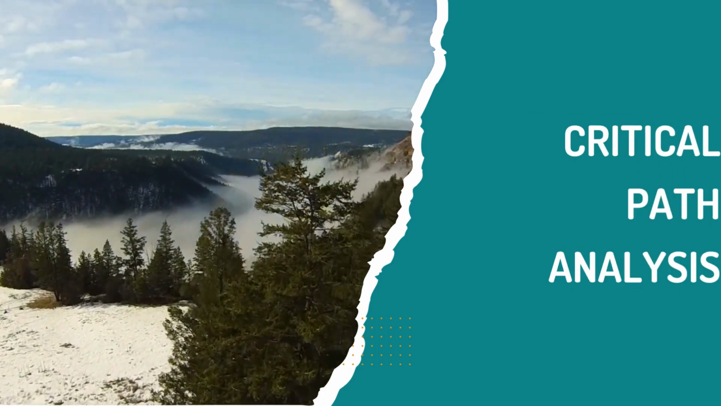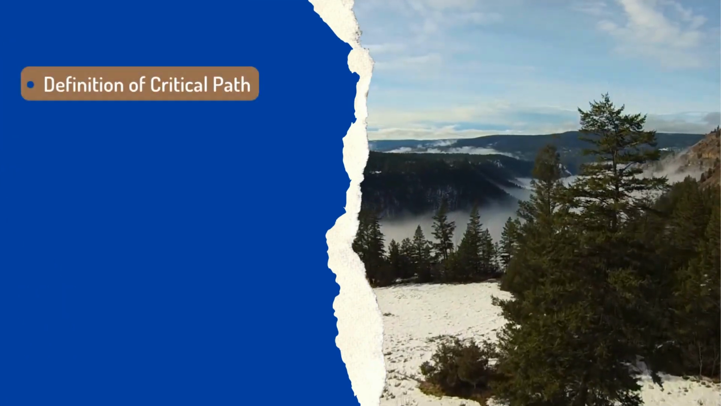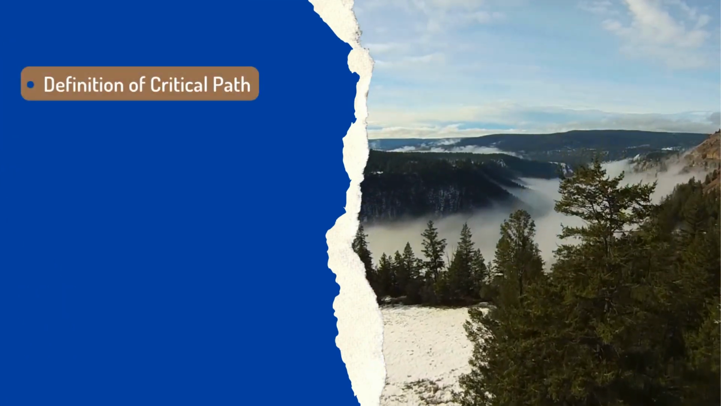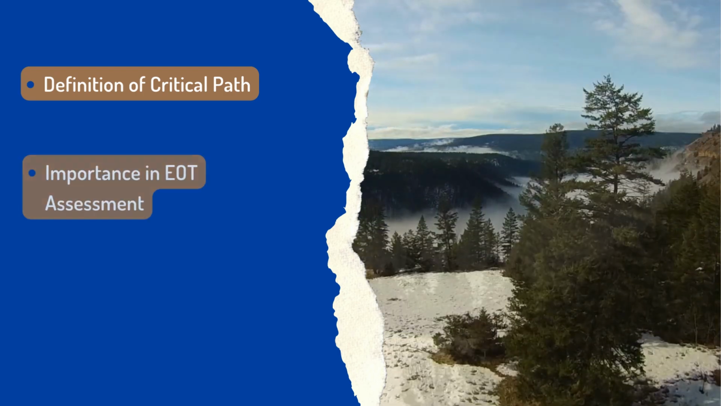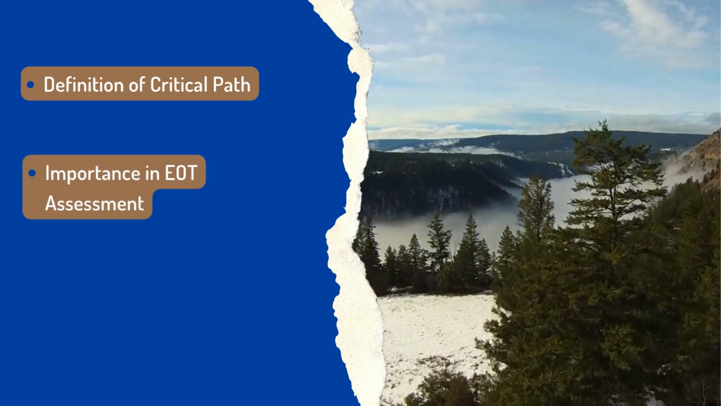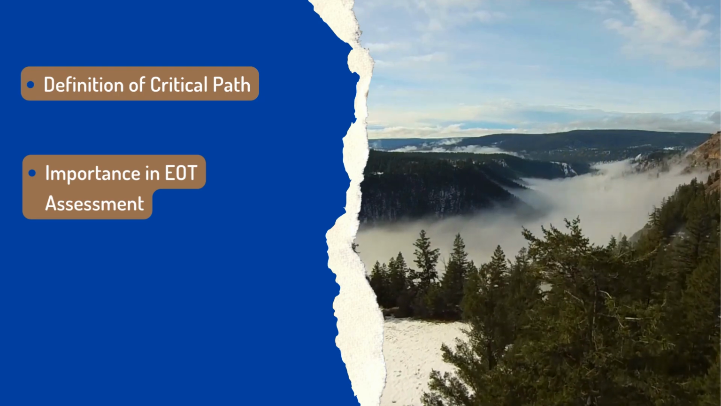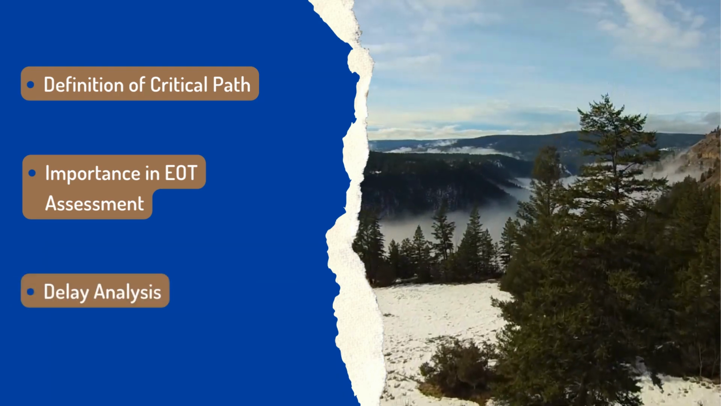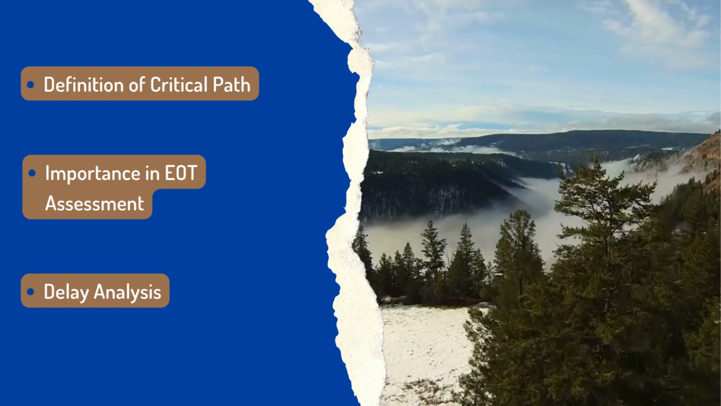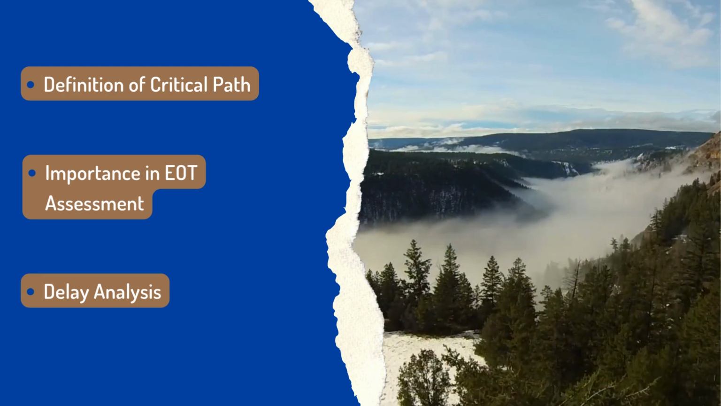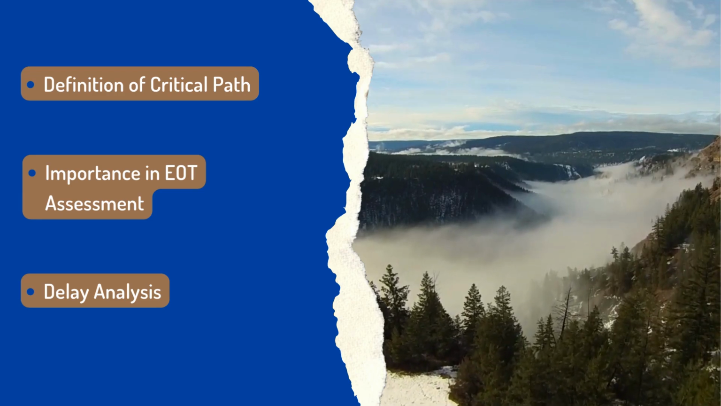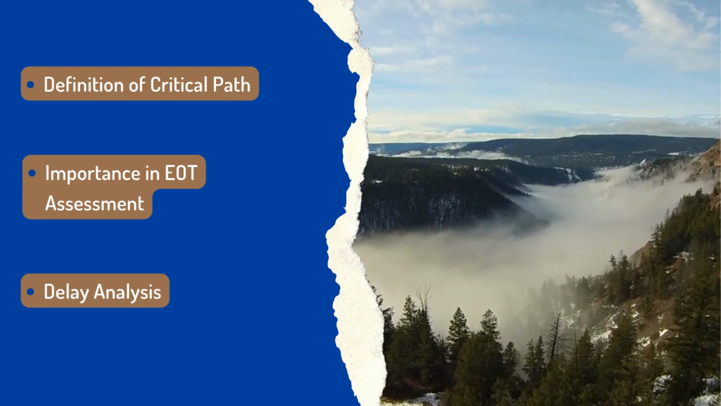The critical path represents the sequence of tasks that determine the project's minimum completion date. It's crucial in EOT assessment because delays affecting the critical path extend the project duration. Accurate delay analysis is required to evaluate if a risk event impacts the critical path, thereby justifying an EOT.